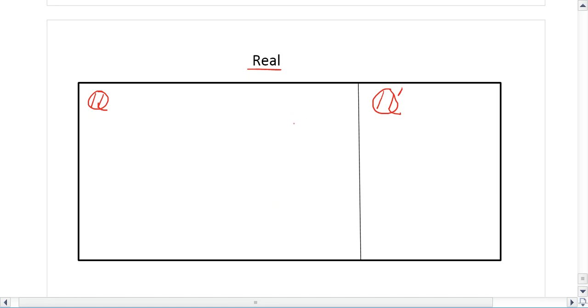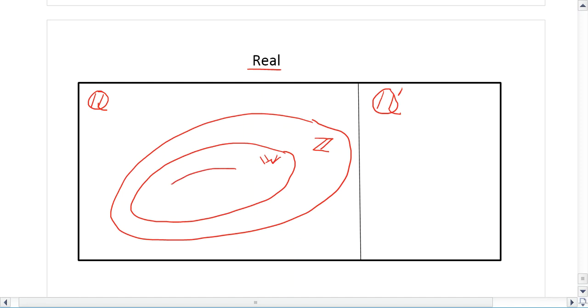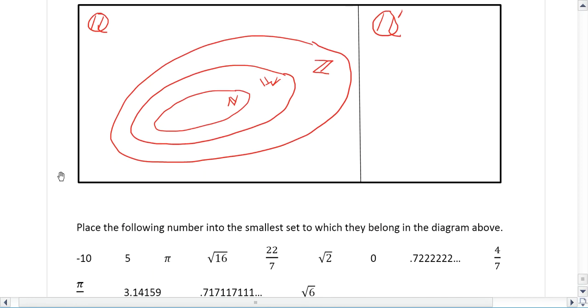Inside the real numbers, we have a subset. The biggest subset we have are the integers, so I'll label that Z. Inside the integers, we have the whole numbers, so I'll label that W. And inside the whole numbers, we have the set of natural numbers. Now that we've labeled them, we're going to look at a list of examples here, and the directions are to place the following numbers into the smallest set to which they belong in the diagram.